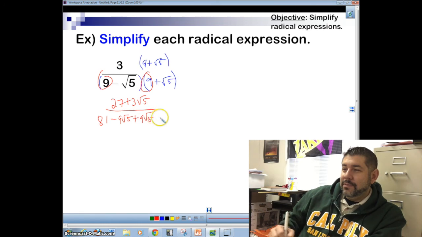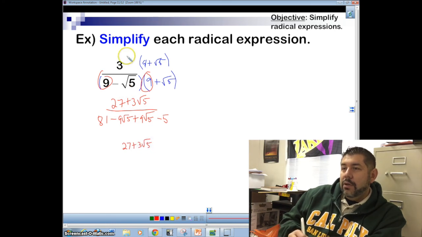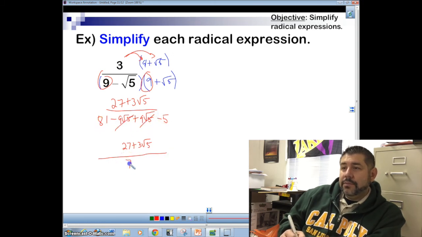Okay, so I'm going to get 27 plus 3 root 5 over 9 times 9, 81, minus 9 root 5 plus 9 root 5, minus the square root of 25, which is going to be 5. So we're going to have 27 plus 3 root 5, and I get that because I distribute this, right? Over, these guys cancel, 81 minus 5 is 76. All right, and there's our answer.